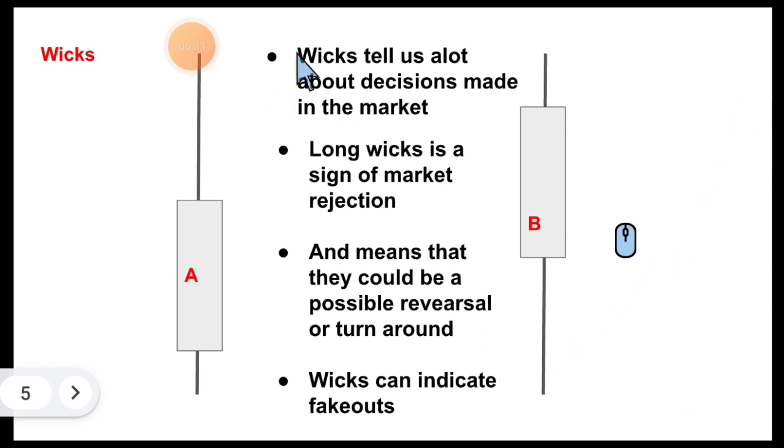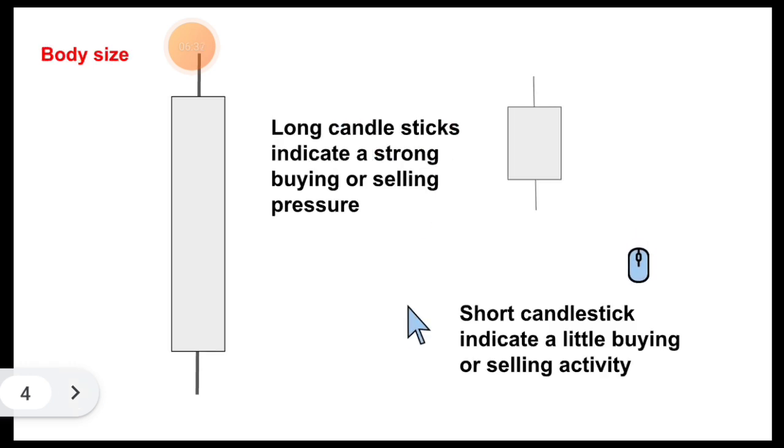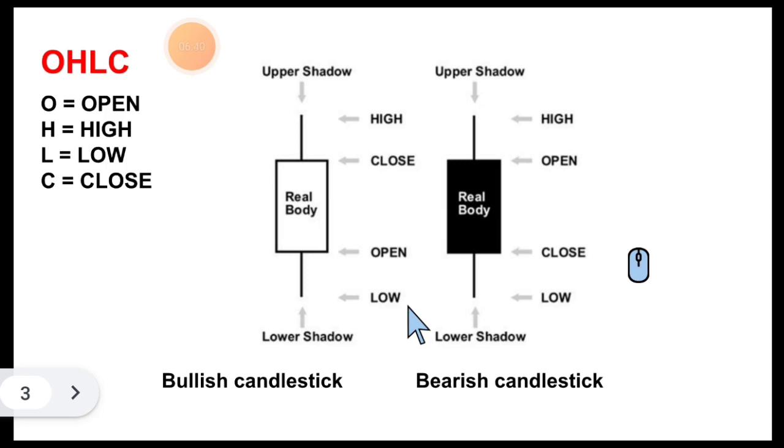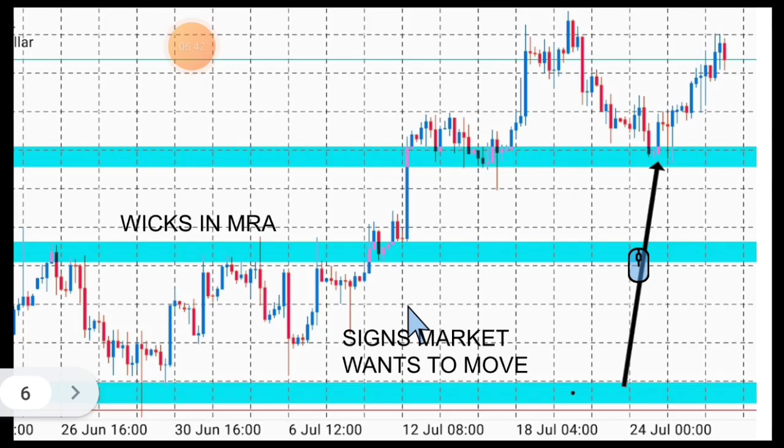Okay, so we said wicks tell us a lot about decisions made in the market. You can see here, this is just an example. You can see when price came here and met the support area here, you can see where we have long wicks. You can see this candlestick here. These candlesticks are formed there. We had wicks. Now you can see this candlestick.